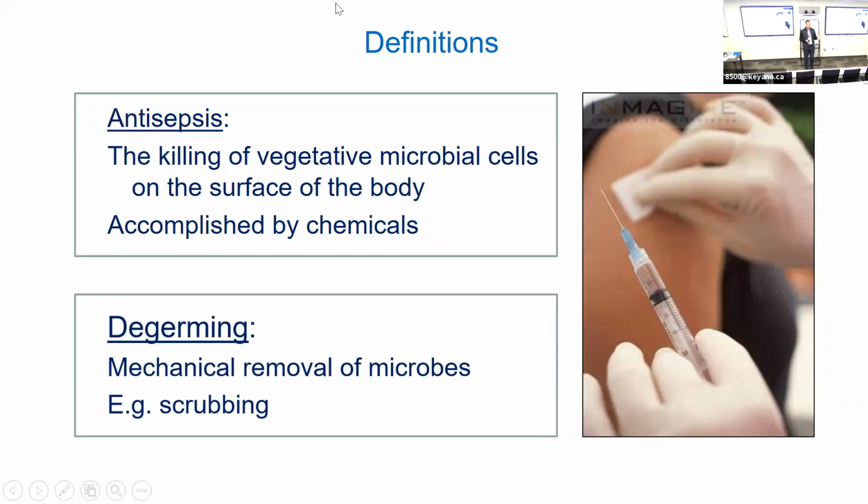Degerming is kind of just getting rid of as much as you can. Usually we're talking about mopping something up or washing our hands, where the whole idea is we're just kind of cleaning things up, not necessarily killing them. So we'll talk about degerming in a bit here. I'm not sure if we're going to get to that today.